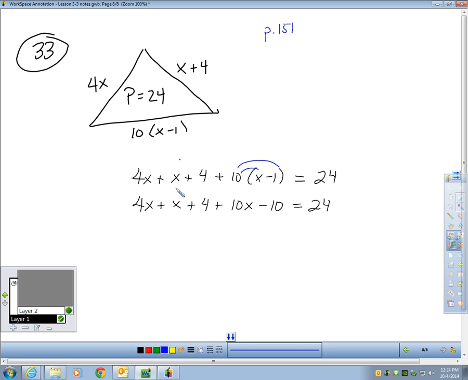Okay, do I have like terms? Yes, I do. I got 4x, I got positive 1x, I got positive 10x. That's 15x. I got like terms here also. Positive 4, negative 10. Positive 4 and negative 10 add up to negative 6. You notice how this turned into a simple 2-step problem fairly quickly.